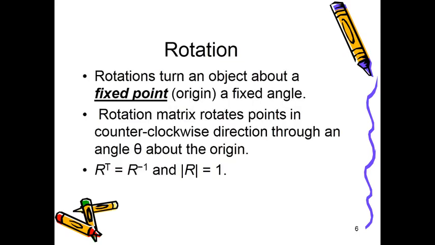Rotation. Rotation turns an object about a fixed point, by a fixed angle. So there is a fixed point in rotation, that is the origin, but there was no fixed point in translation. A rotation matrix rotates points in the counterclockwise direction through an angle theta about the origin. So a rotation matrix either rotates the object counterclockwise or rotates the coordinates clockwise. They both mean the same thing. A rotation matrix is orthogonal as well as unimodular. That is, the transpose of the rotation matrix is equal to its inverse.